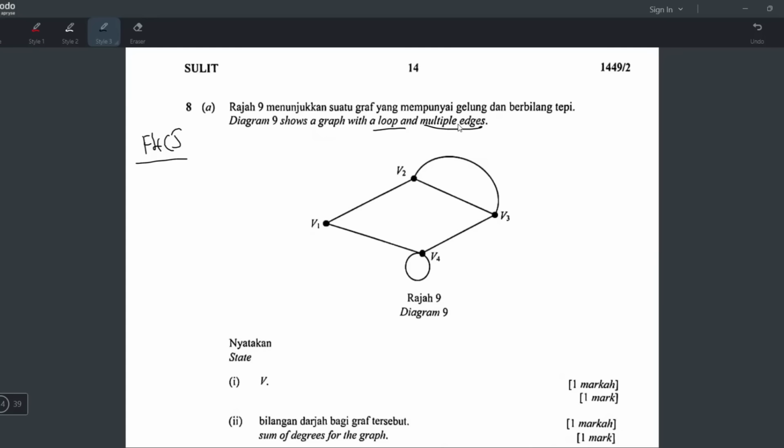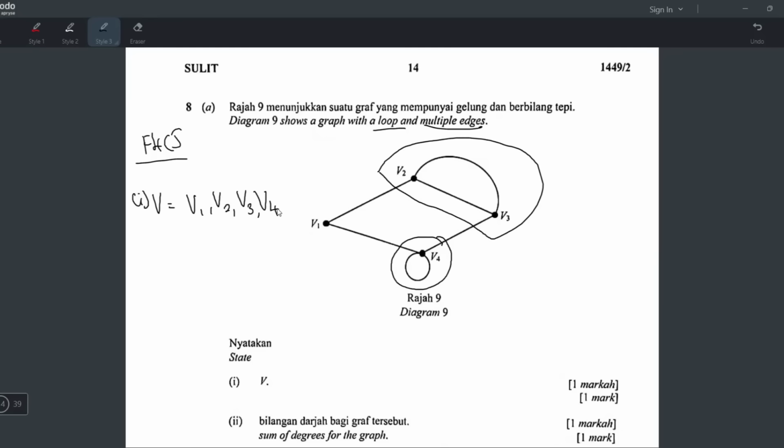It's not a simple graph. Okay, so where's the loop? Here, right? There's one loop here. And then where are the multiple edges? This one is the multiple edges. Now question number 1, they say state the V. V means vertices. It means they want you to list the vertices. So the vertices you already labelled with V1, V2, V3, V4. But make sure you open the curly bracket, because when you list V1 one by one like this, it means you are writing in set notation. So you have to open the curly bracket.